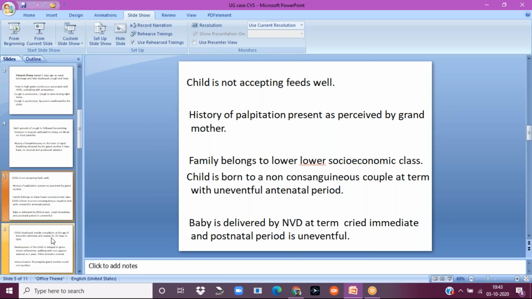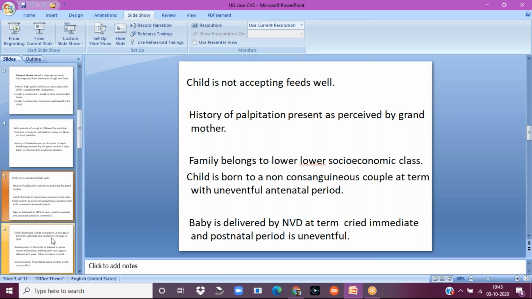Child is not accepting feeds well. History of palpitation present as perceived by grandmother. Family belongs to lower socioeconomic class. Child is born to a non-consanguineous couple at term with uneventful antenatal period. Baby is delivered by NVD, normal vaginal delivery, at term. Cried immediately and postnatal period is uneventful.